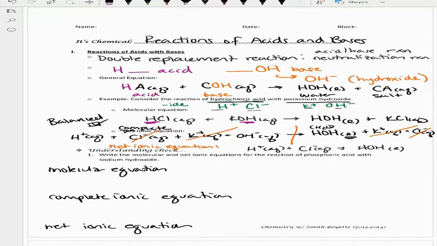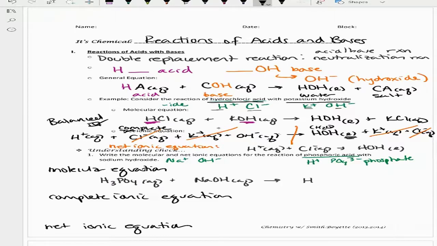Okay, welcome back. Phosphoric acid. Acid means we have H plus as our cation, and then ic acid means that this must be phosphate. Hopefully what you remember is that phosphate is PO4 3 minus. Sodium hydroxide, we're going to have Na plus and OH minus. So now that we have all of our ion components, we can put them together to form our molecular equation. So H3PO4, aqueous, plus NaOH, also aqueous, gives us HOH, liquid, plus Na3PO4, aqueous.